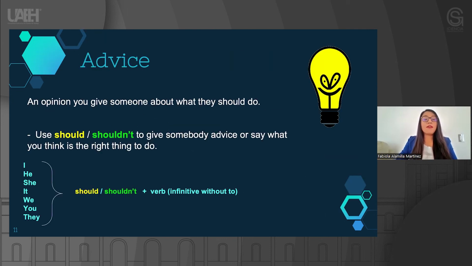Now we're going to review how to give advice. Advice is when you give an opinion to someone about what they should or shouldn't do. So in this case, if it is good to do certain things, we may use should. But if we think it is not good to do that thing, we may use shouldn't. So we are going to use all the subjects with the word should or shouldn't.